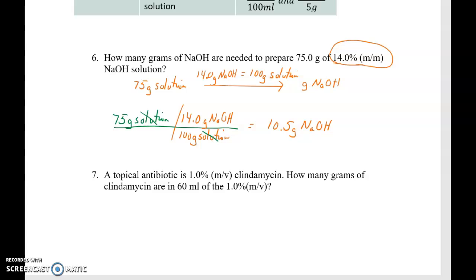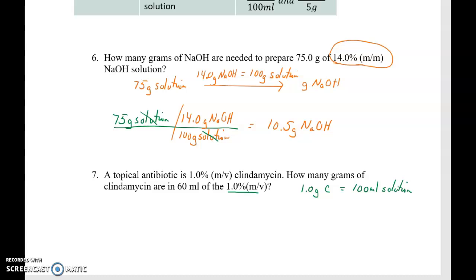A topical antibiotic is 1% mass per volume clindamycin. How many grams of clindamycin are in 60 milliliters of this 1% solution? Okay, so using this, we can write an equality that states that 1 gram of clindamycin, I'm just going to abbreviate that with a C, is equal to 100, and this is a volume, so it'll be milliliters of the solution. In this case, it's kind of a cream. Okay, so we've written our equality.